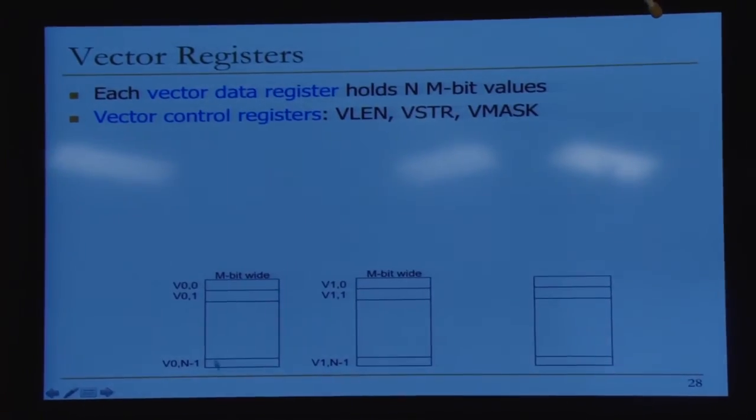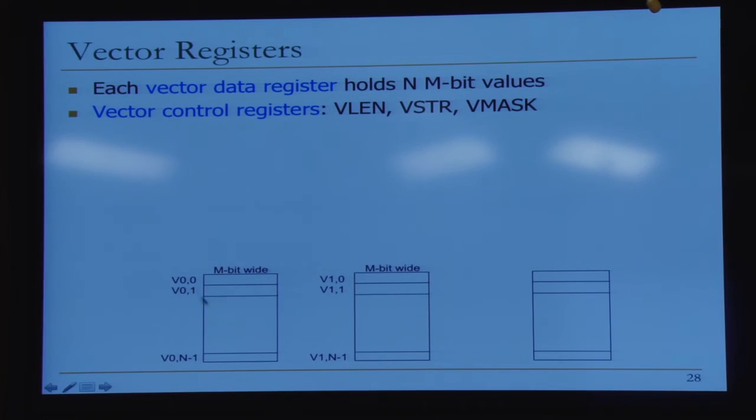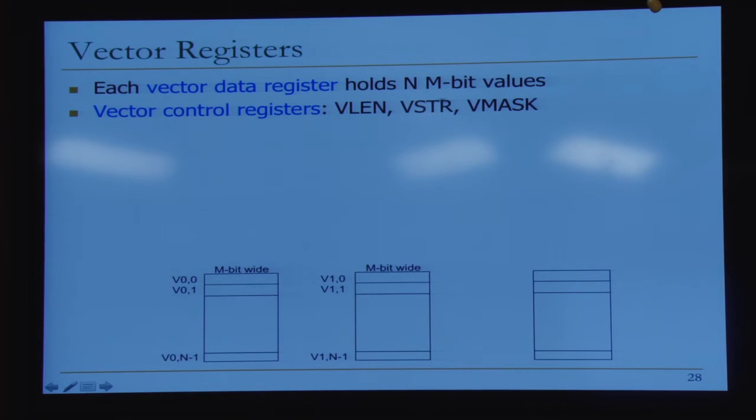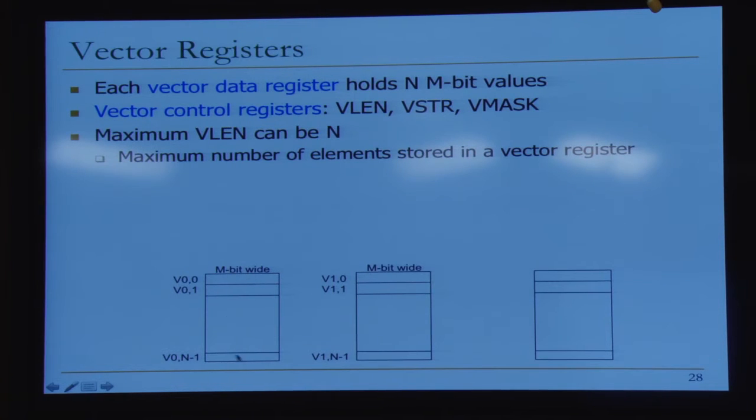You need to have vector control registers. We talked about vector length. Even though you may have 64 elements here, you may not always want to operate on 64 elements, right? Sometimes you may want to operate on 16 because your vectors are that long in the program. So you need to be able to change that vector length. You need to be able to change vector stride, as we just discussed. And maximum vector length, and then we need a vector mask. We'll talk about this. Maximum vector length can be n. This is the maximum number of elements stored in a vector register. If you need to operate on larger vectors, you divide things such that it fits into the vector registers, and we will see that. Basically, now you need a loop.